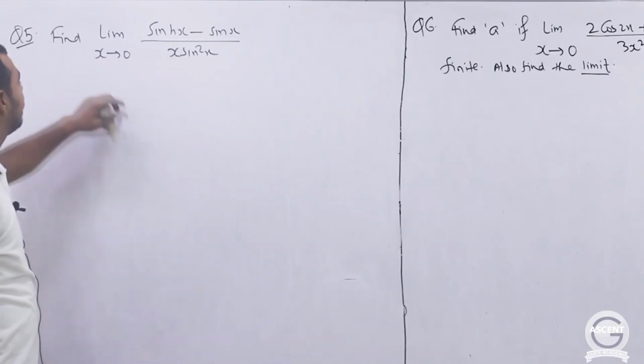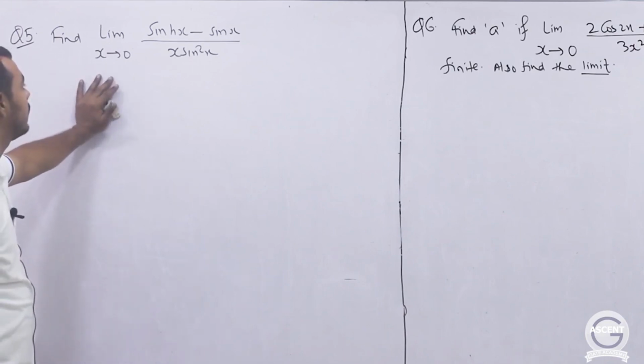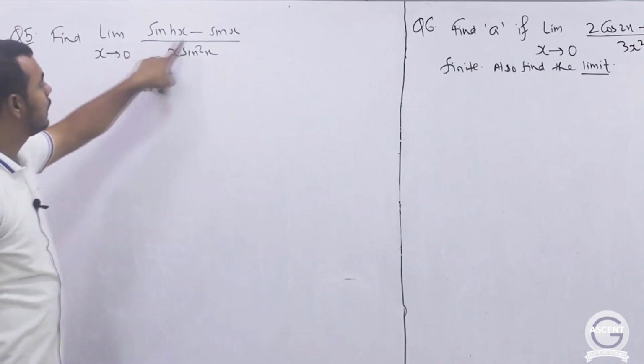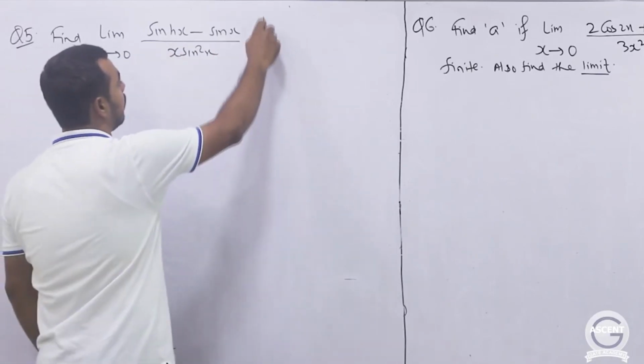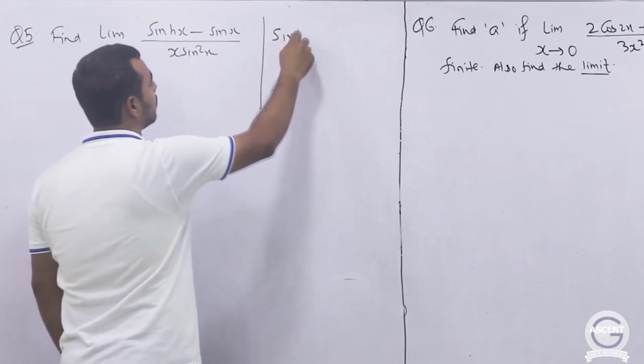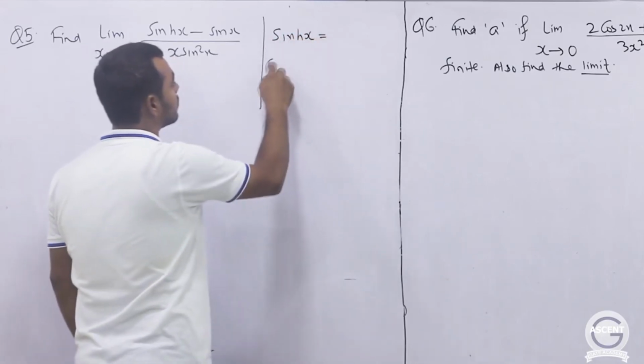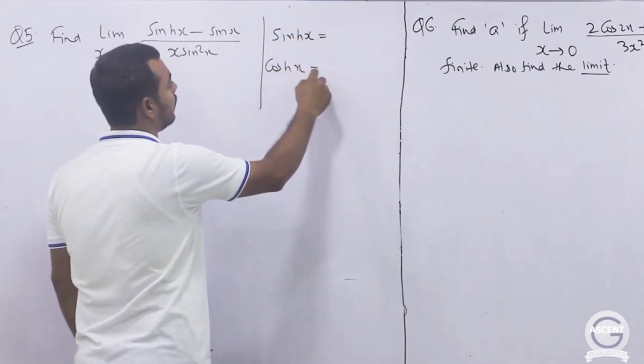The first one is to evaluate the value of this limit: x tending to 0, (hyperbolic sin x minus x) by x sin square x. Now before starting this problem, you should know the meaning of these two functions, hyperbolic sin x and hyperbolic cosine x.